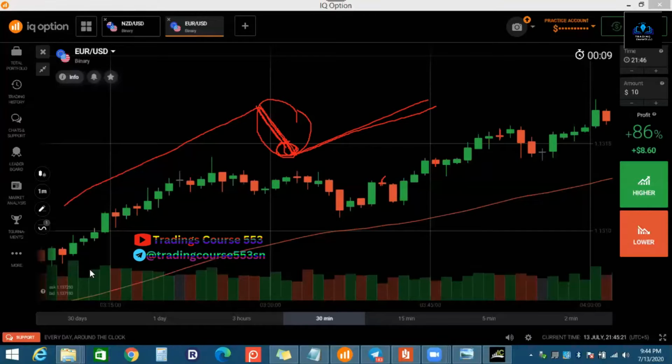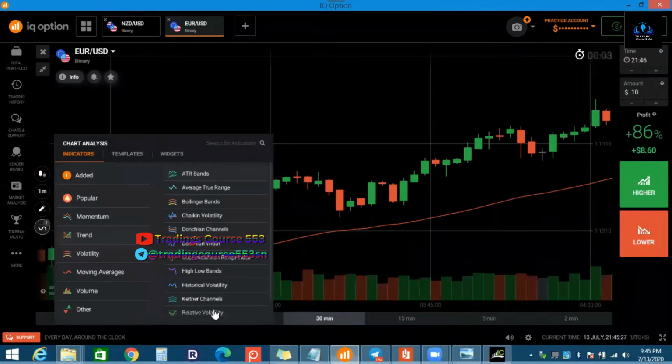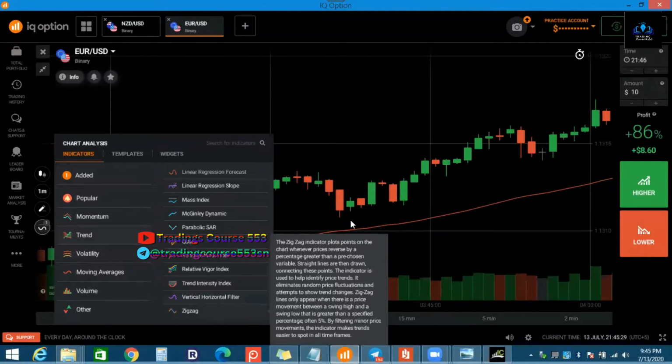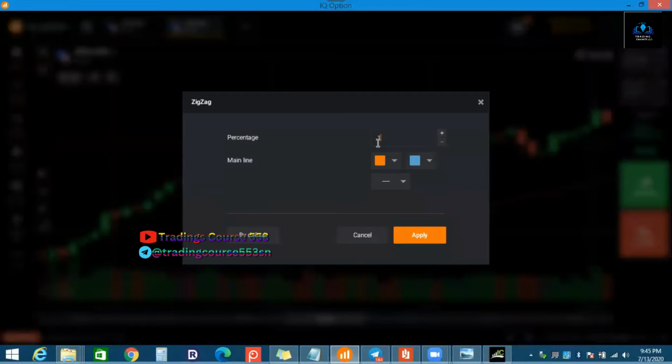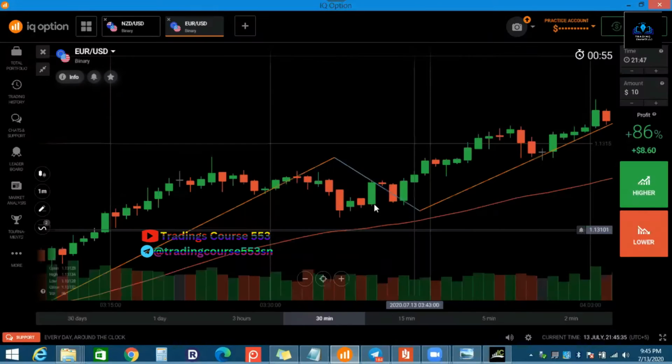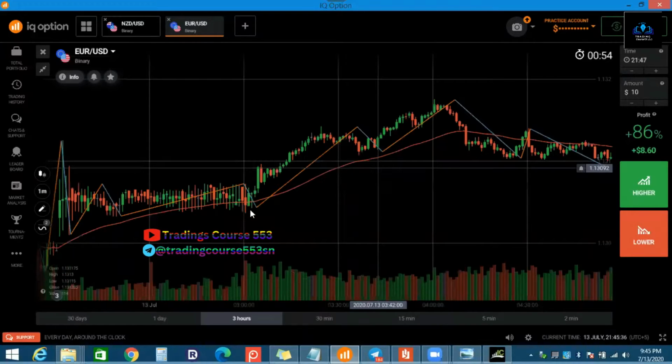So you can use this type of approach also. That is the approach like the trend, and go into a zigzag indicator, and in the zigzag you can put a 2 percentage. Do you see?